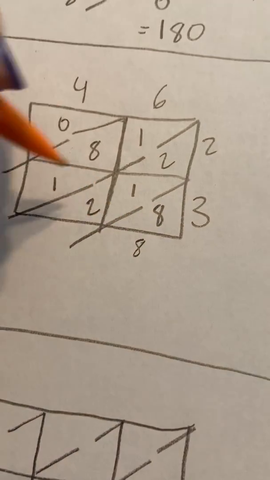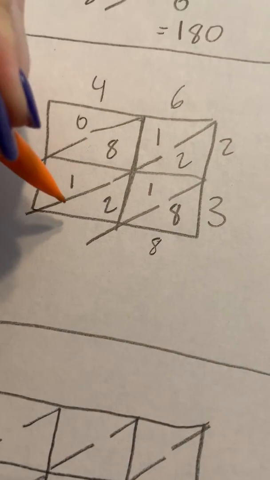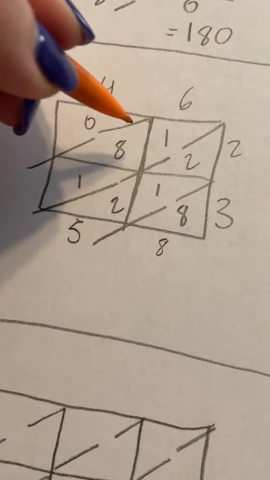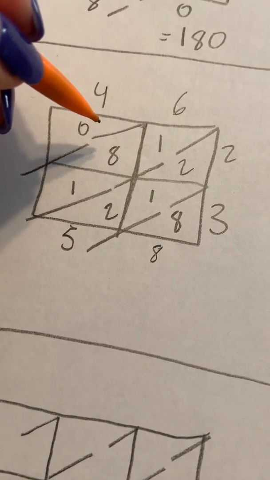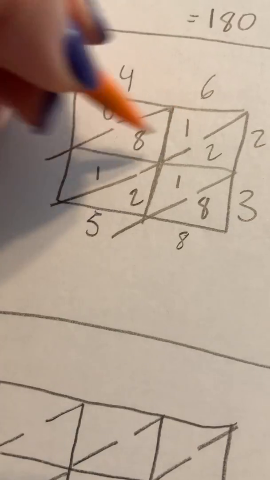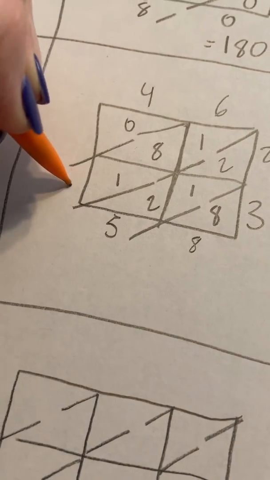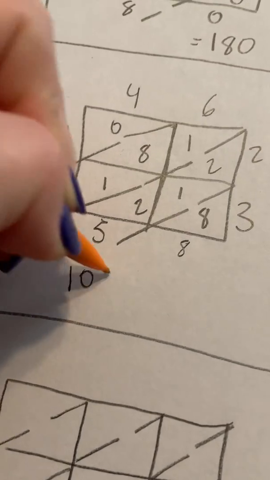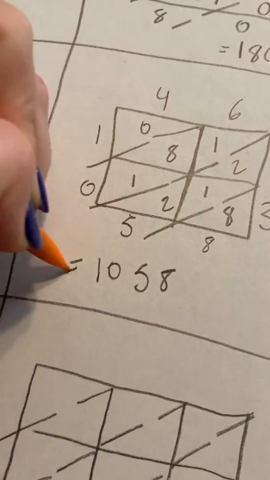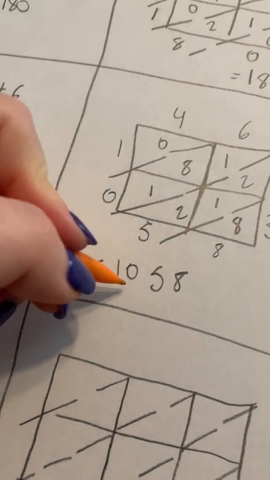So this is just 8. 2 plus 1 plus 2 is 5. 1 plus 8 plus 1 is 10. So put a 0 here, carry the 1, and put the 1 right here. So that's going to be 1,058 as your answer. There we go.